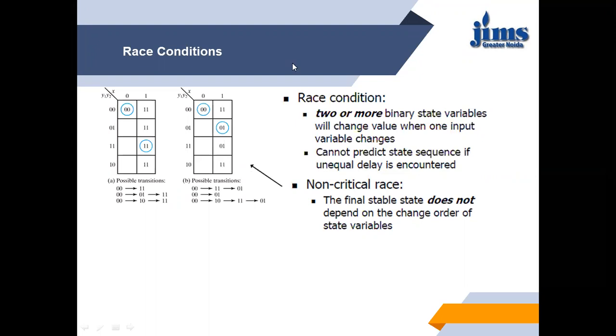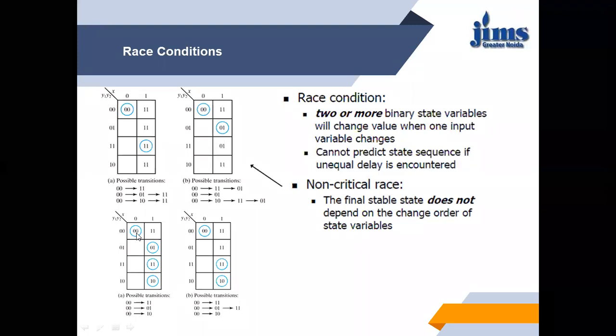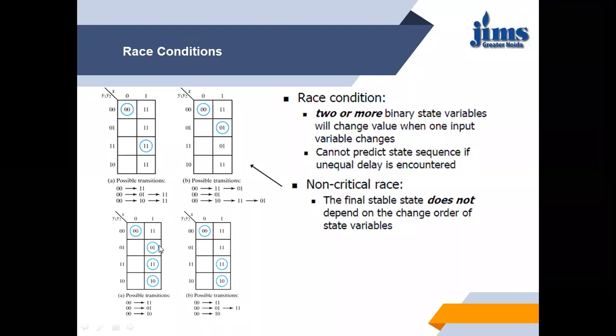On the other hand, now see this diagram. We are starting again from 0 0. Whenever x is changing from 0 to 1, we can see that when x is 1, there are three possible stable states: 0 1, 1 1 and 1 0.